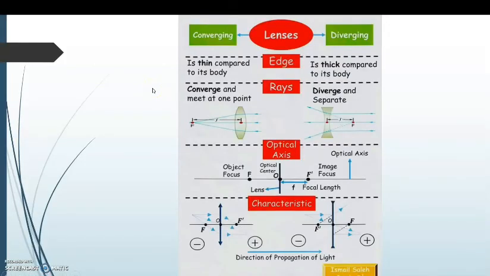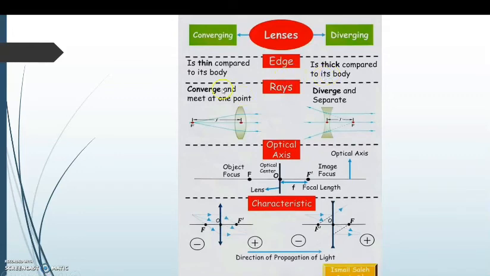So as a summary for the lesson, the lenses are divided into converging and diverging lenses. We can specify the type of the lens by the edge, which means the shape, the rays, the optical axis and its characteristics, or by the image itself. The edge is thin compared to its body, where we have thin edges and thick center in the converging lens. In the diverging lens, it's the opposite. We have thick edges and thin center compared to its body.